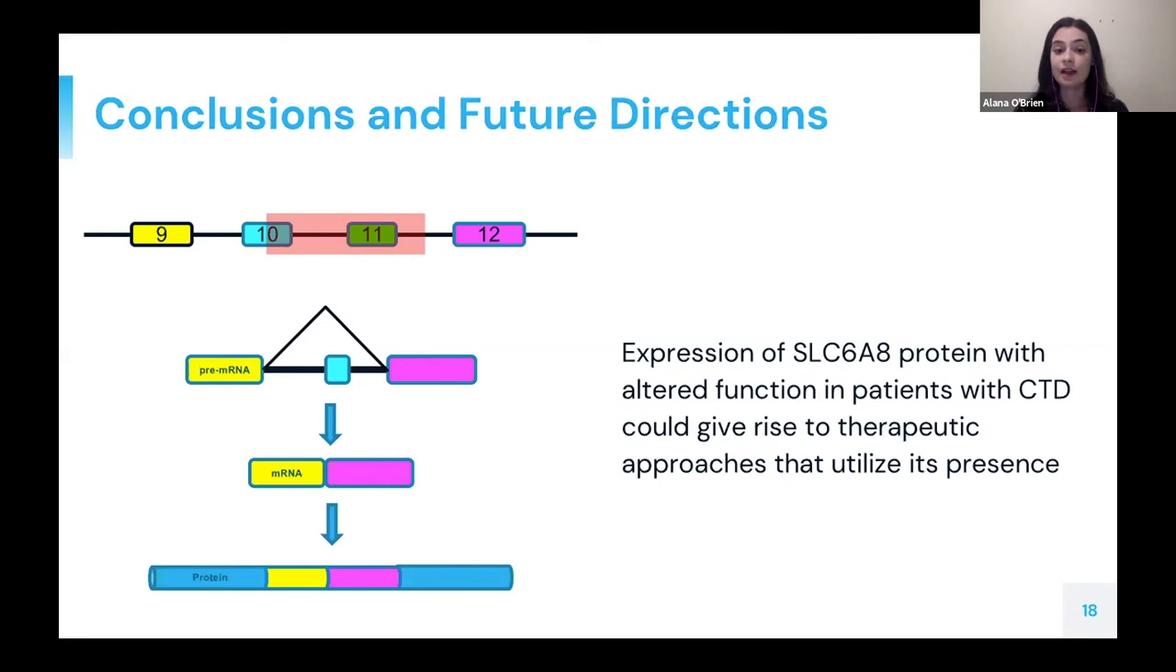And this presence of an altered protein has implications for therapeutics. So the expression of SLC6A8 protein with an altered function in patients with CTD could give rise to therapeutic approaches that utilize the presence of this protein, even if it's altered.